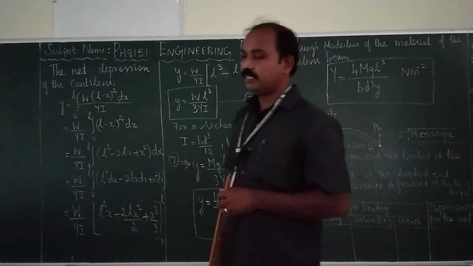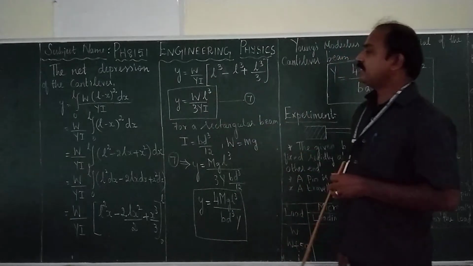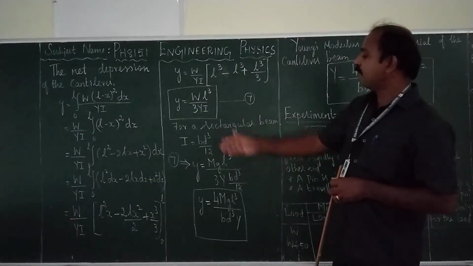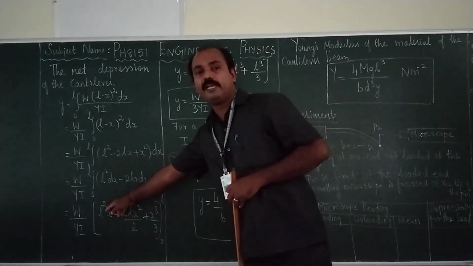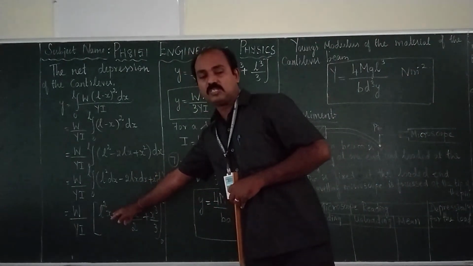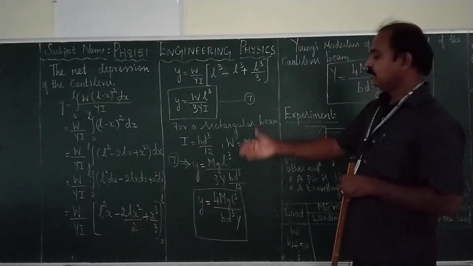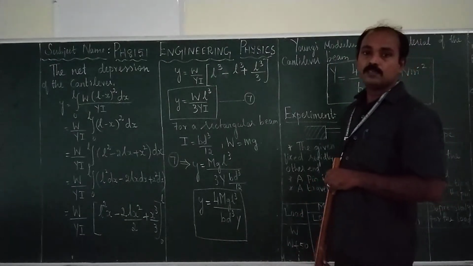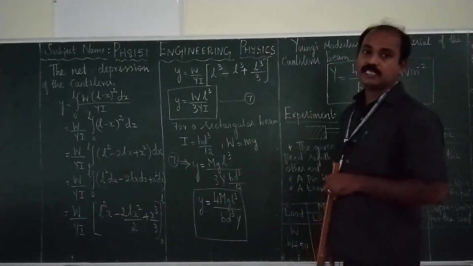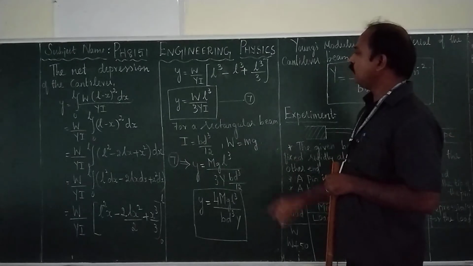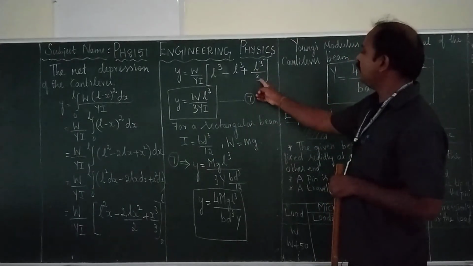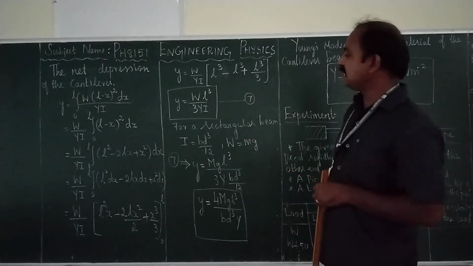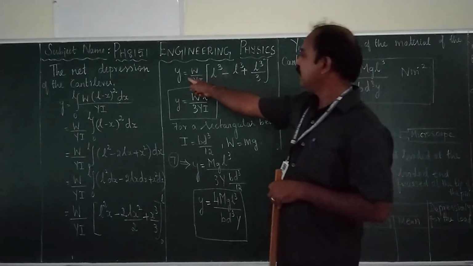So after substituting this limit, the net depression y becomes W by YI into L power 3. Here L power 2 is there. Instead of x, substitute L. So L power 3 and here also L power 3. The 2 cancels. So small y is equal to W into L power 3 by 3YI. Here capital Y is Young's modulus. Here small y is the depression.